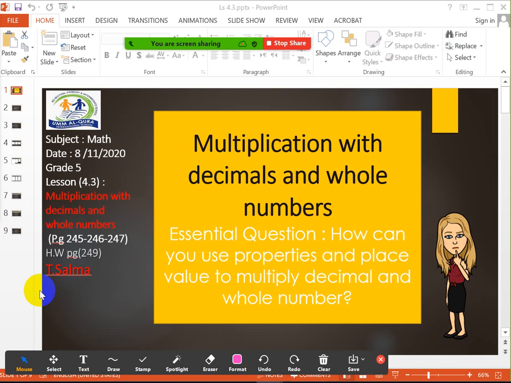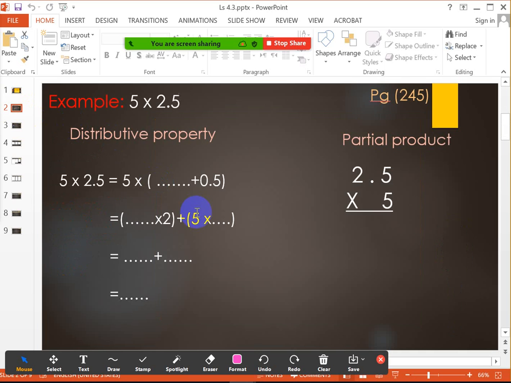So how can you use properties and place value to multiply a decimal and a whole number? There are some properties that will help me to find the multiplication between a decimal and a whole number. So we will see now how we will do it in more than one way. Okay, so let's start with the first example on page 245.